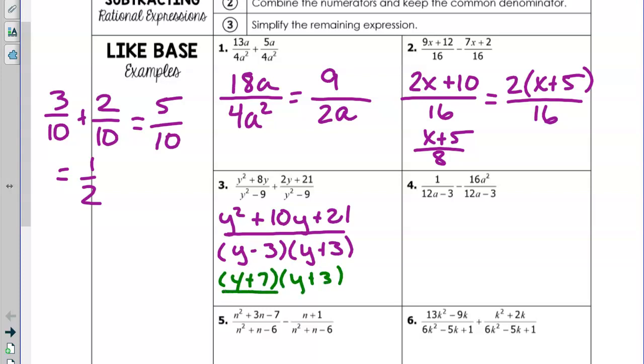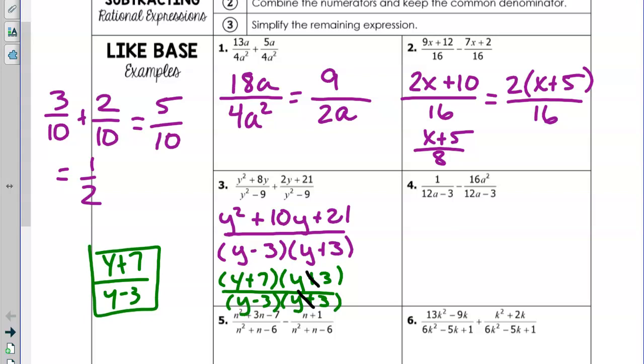Would that y squared disappear? When we factored it, yeah. Oh, okay. It didn't disappear, it just factors. Now we cancel out what is the same, and we write it over here. We get y plus 7 over y minus 3 for our final answer. How'd that feel? Good? All right, number 4, we'll go ahead and do this together.